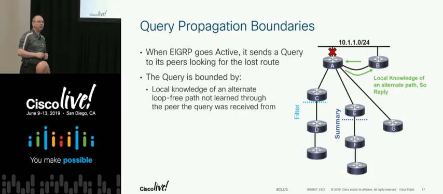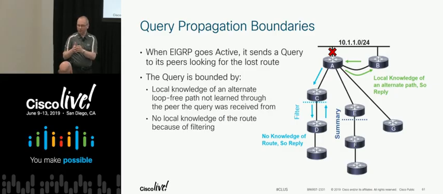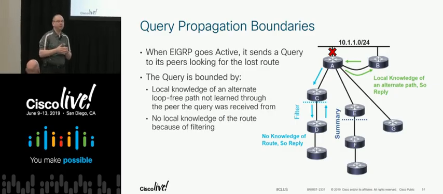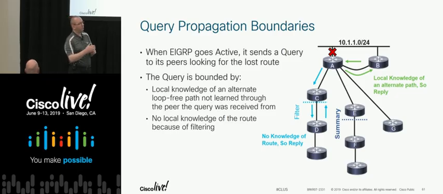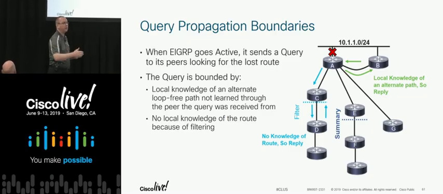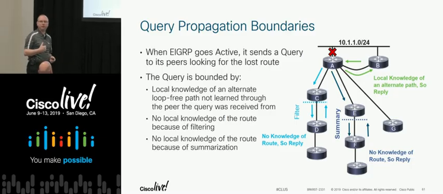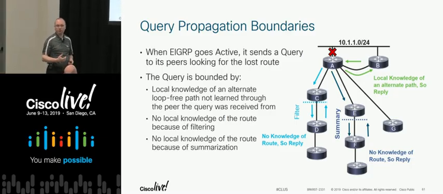Assuming the query needs to be propagated, then the boundary can also be set by distribute lists, in which case the query stops one hop beyond the place where you place the distribute list. That is because we don't really influence the queries by distribute lists. But if your neighbor doesn't know about a network since you filtered it out, when you ask it about it, it just says, I don't know, I've never heard about it. And that's it. So the query is stopped right there, one hop beyond the distribute list point. The same happens with summarization. That's the same thing. And summarization is a very powerful thing in EIGRP to limit the queries.